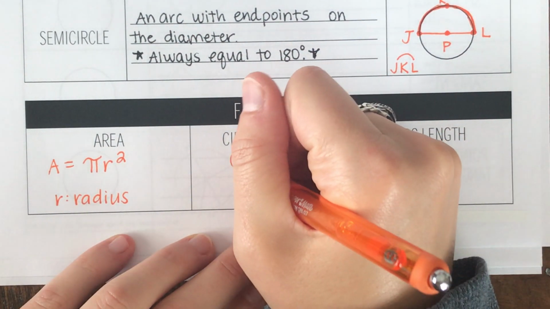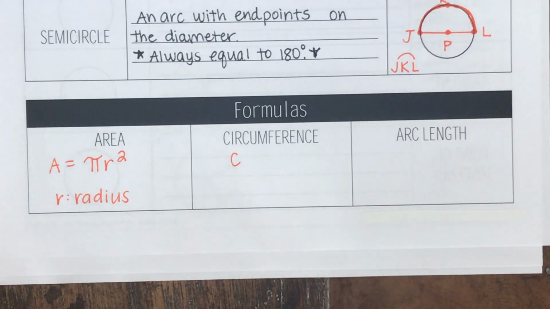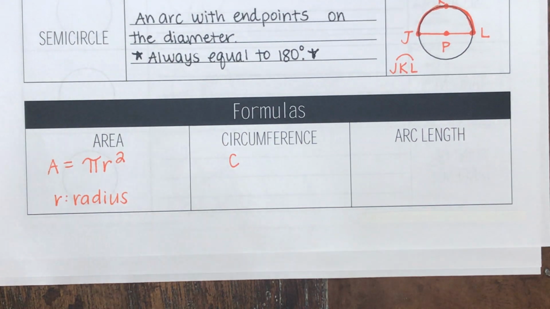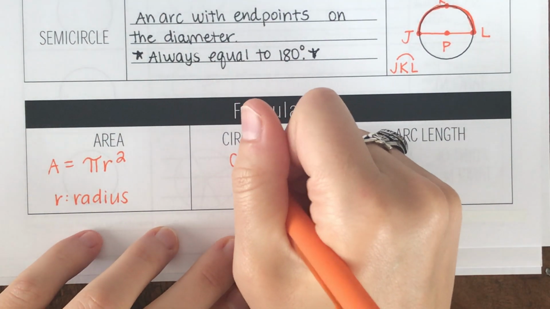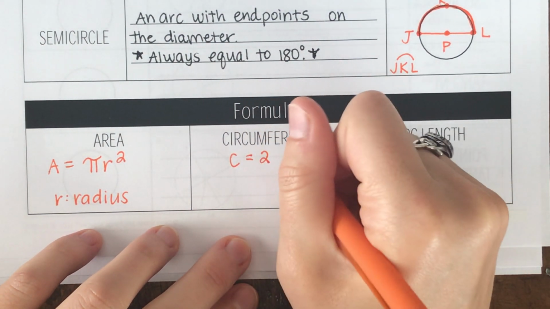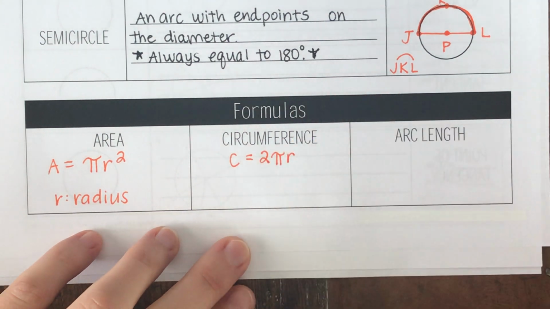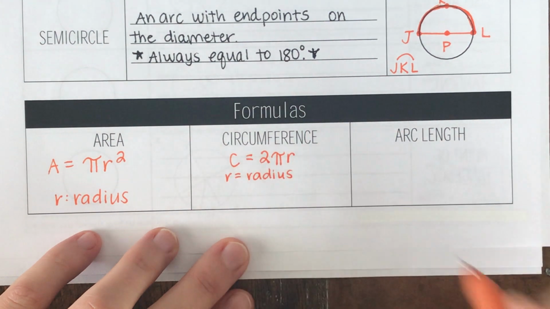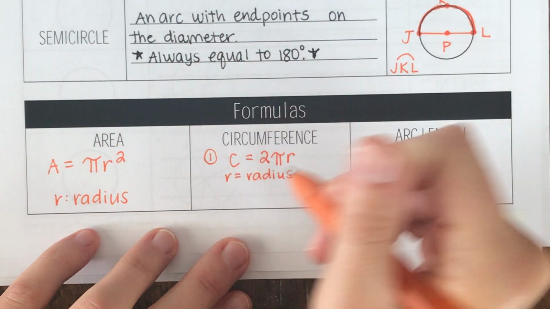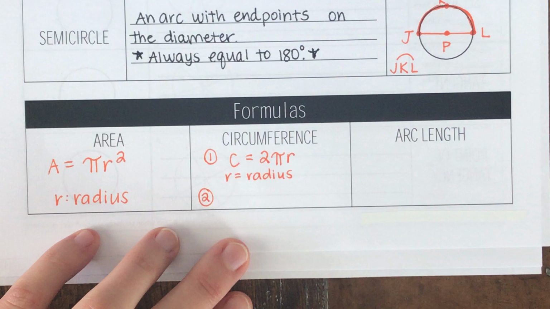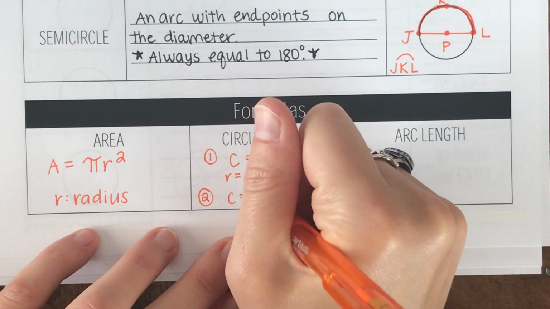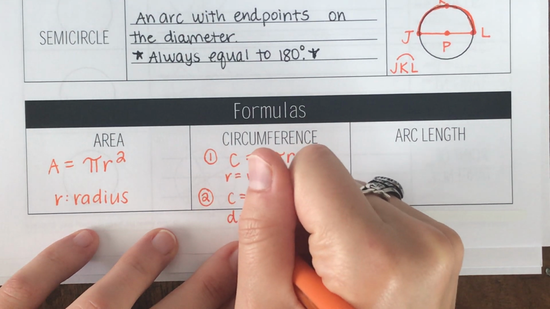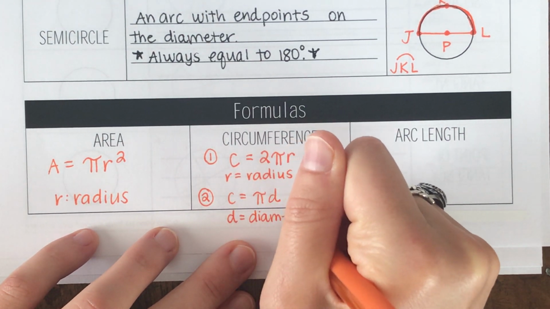Circumference is the distance that I have to travel to go around the entire circle. The equation is 2 pi r, where r is the radius. That is one choice. If you don't want to use that one, you can use circumference equals pi d, where d is the diameter.